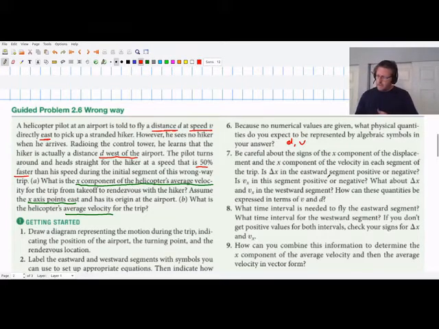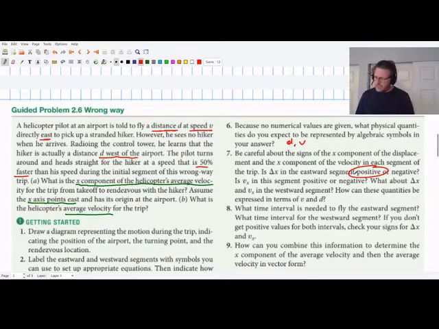All right, part 7. Be careful about the signs of the x component of the displacement and the x component of the velocity in each segment of the trip. It's always a good idea to be careful about the signs. Is delta x in the eastward segment positive or negative? Well, in the eastward segment, delta x vector is positive because that's when you're going in the plus i hat direction. Is v sub x in this segment positive or negative? That means the x component of the velocity. It's also positive because if you're going in the positive direction, your velocity is positive.